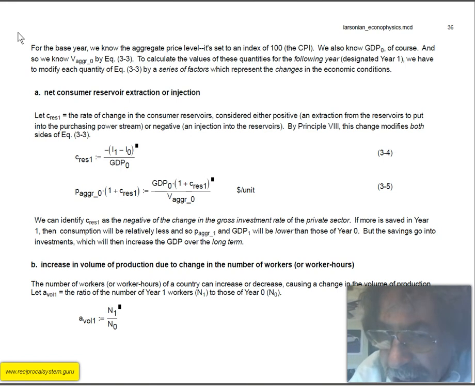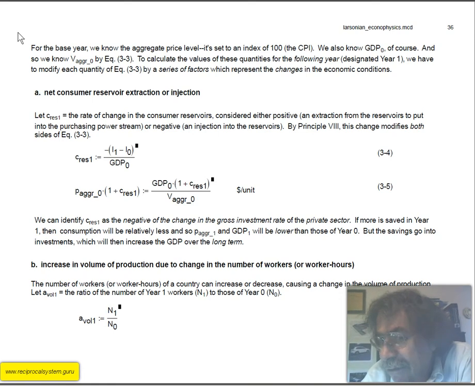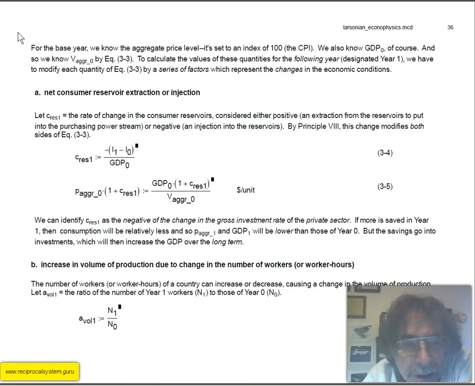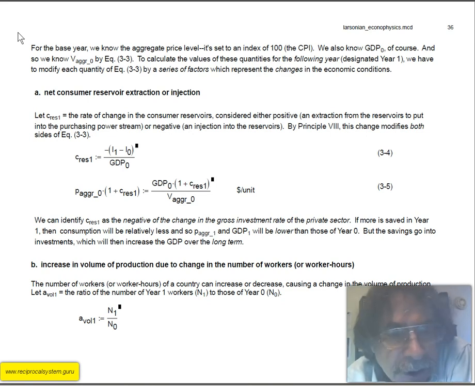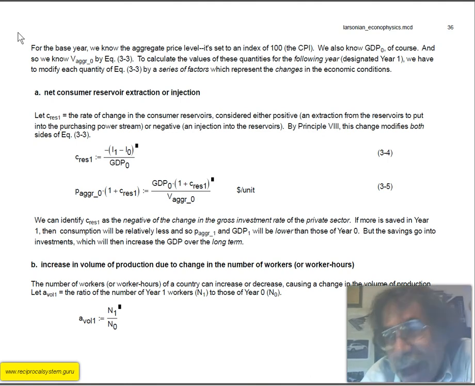Okay, so we're at sub A here. Net consumer reservoir extraction or injection. Remember that consumers have various reservoirs like savings accounts, money under the bed, whatever. So they can either put money into those reservoirs or take it out.